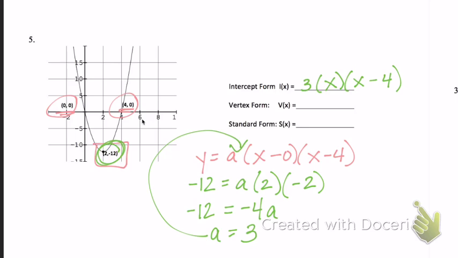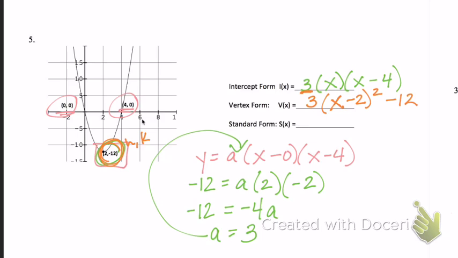Vertex form, you're just going to use your 2, negative 12, my h and my k, and you keep this same a value. So it would be 3. My h is what of my vertex? 2. So x minus 2 squared plus k, or minus 12.